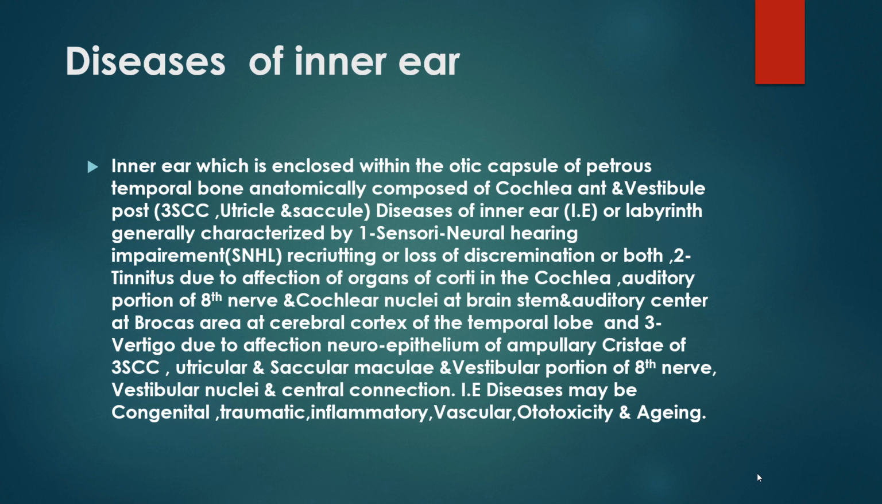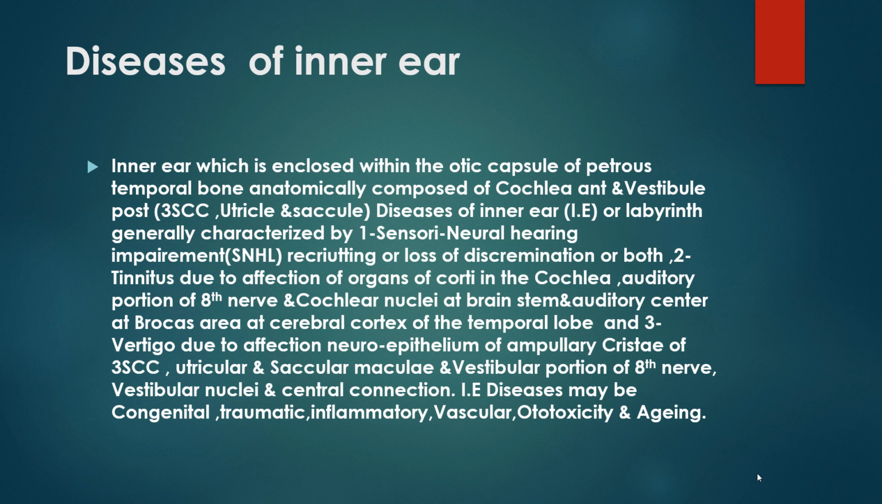Secondly, the patient may get tinnitus. This is due to the affection of the organ of Corti in the cochlea, or the auditory portion of the eighth cranial nerve, the cochlear nuclei at the brainstem, or the auditory center at the Broca's area at the cerebral cortex of the temporal bone. Generally, this hearing impairment, whether it is recruitment, loss of discrimination or tinnitus, is due to the affection of the whole perceptive neural pathway, starting from the cochlea to the auditory nerve, to the cochlear nuclei at the brainstem, and the auditory center at the Broca's area of the cerebral cortex of the temporal lobe.